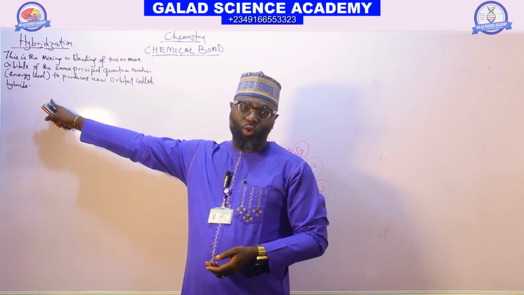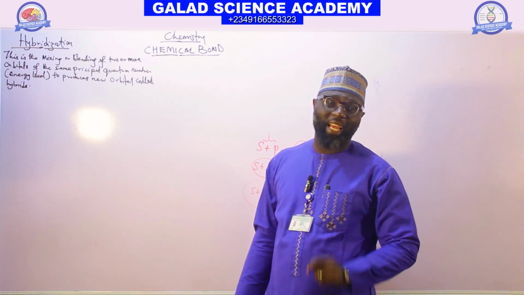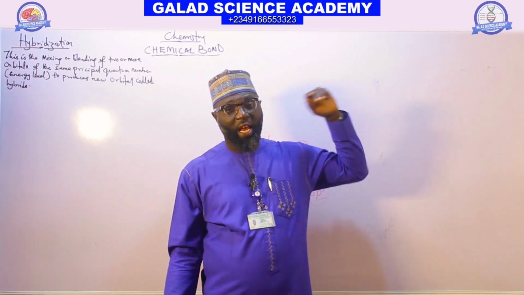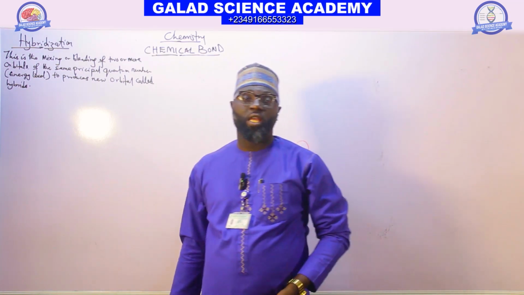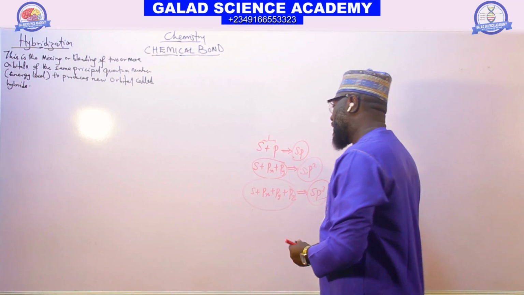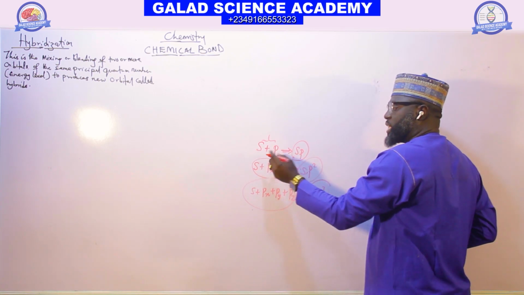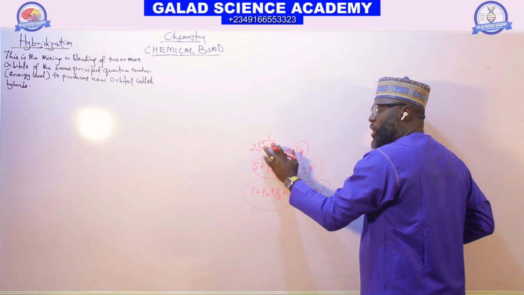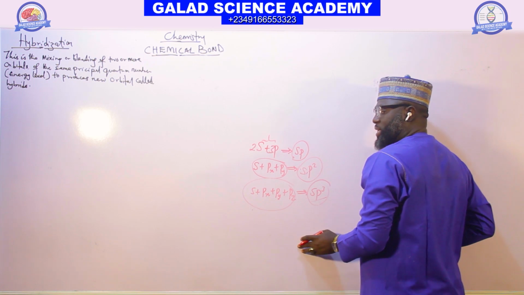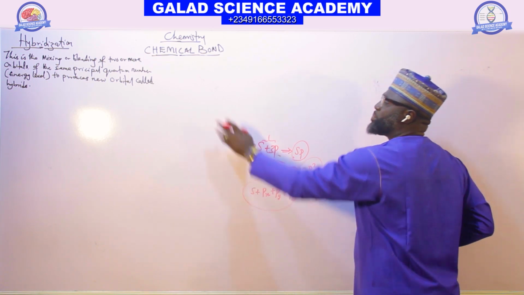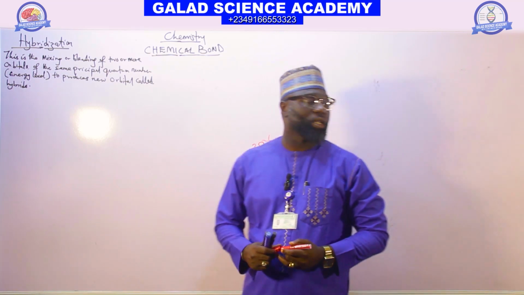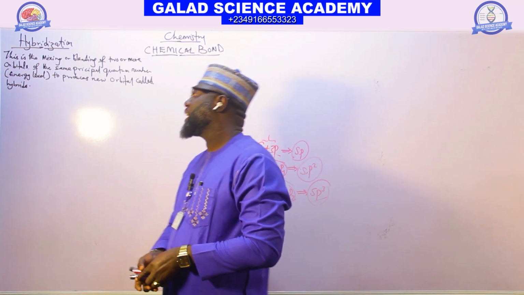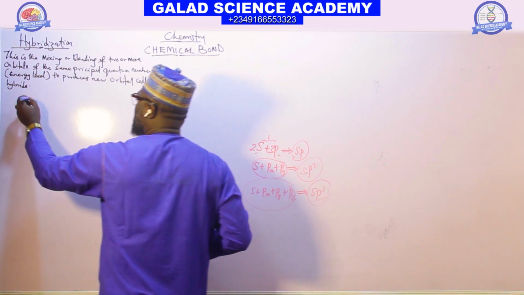energy level. We have explained that in the rules on overlapping of electrons under valence orbital theory. If this one is 2s, this one must also be 2p. You cannot mix 2s with 3p. The orbitals must have the same principal quantum number, which is the energy level. That is hybridization. Then let us look at the types of hybridization we have.